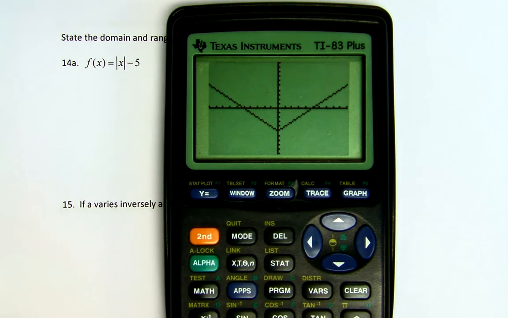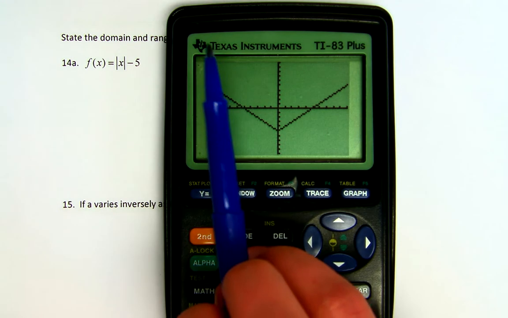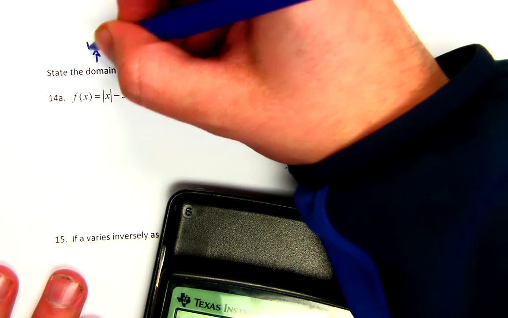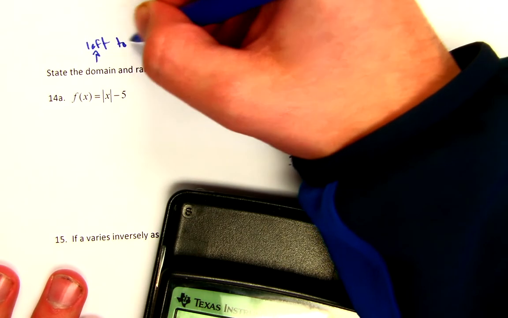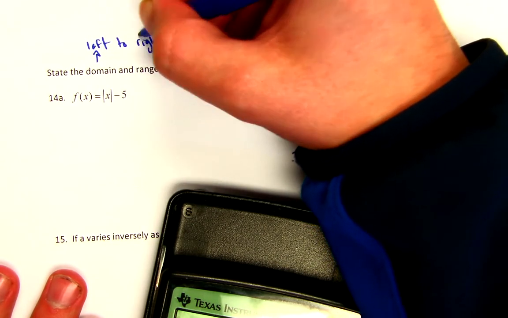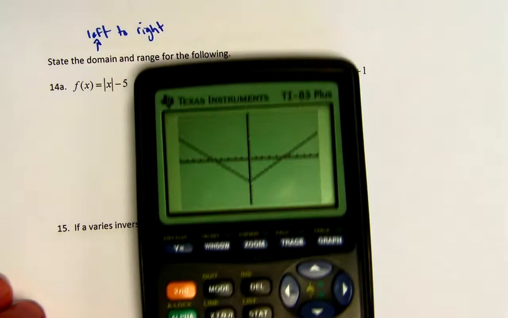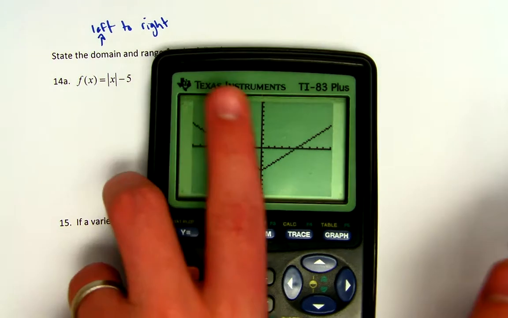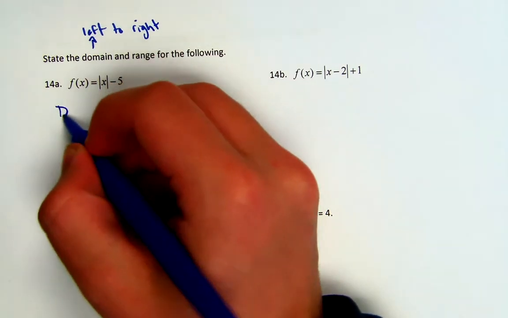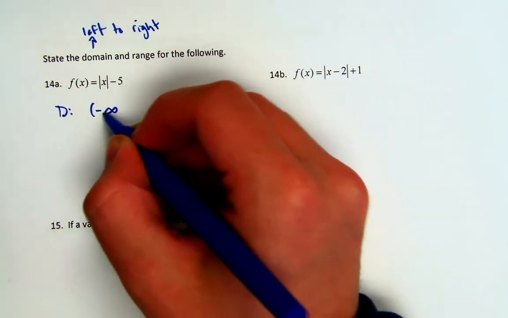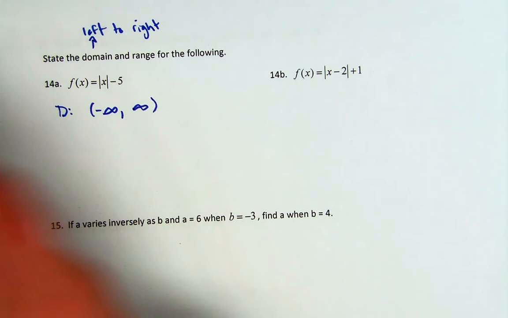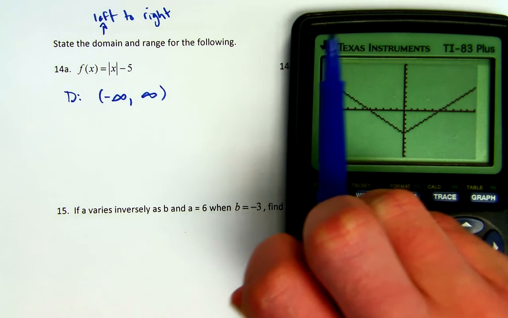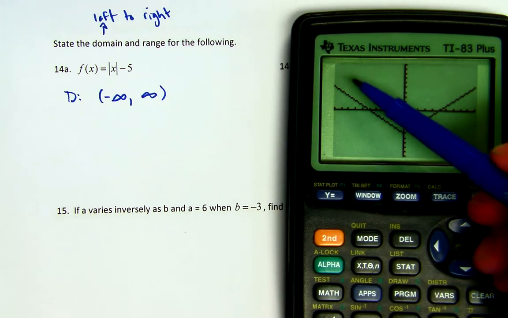There we go, that looks much better. Well, domain is left to right. So remember, domain, we're going left to right. So looking at my calculator, it looks like from the left, I hit everything. So domain, here, negative infinity to infinity. I'm going to hit every x value as I cross this graph. If I kept going, I'm going to imagine arrows on the end here.